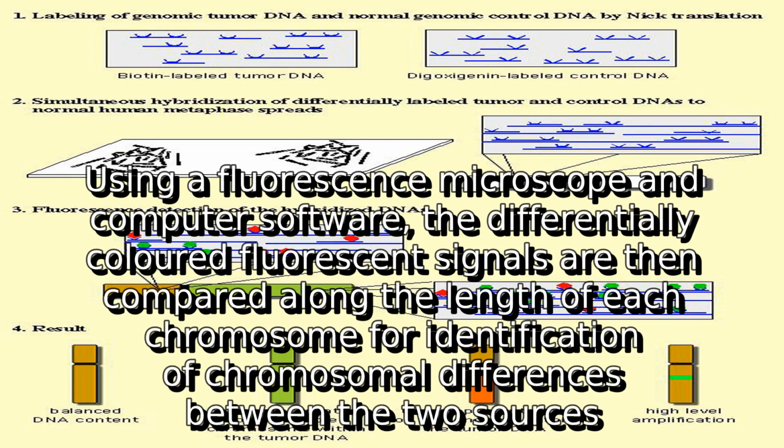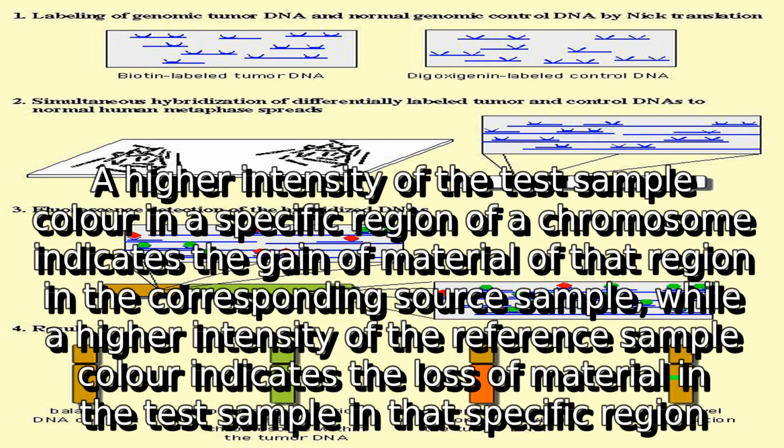Using a fluorescence microscope and computer software, the differentially colored fluorescent signals are then compared along the length of each chromosome for identification of chromosomal differences between the two sources. A higher intensity of the test sample color in a specific region of a chromosome indicates the gain of material of that region in the corresponding source sample, while a higher intensity of the reference sample color indicates the loss of material in the test sample in that specific region.